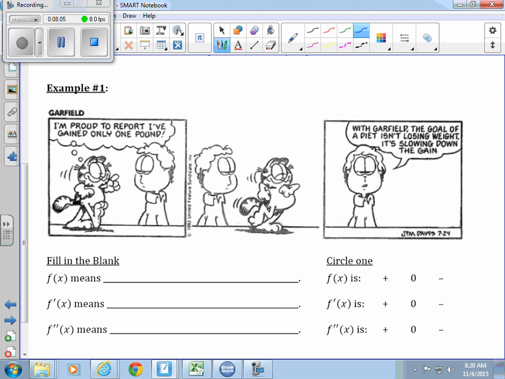What is f of x in this situation? What's the quantity that we have here? His weight. Questions about how we would pick that quantity out? There's not really a problem here, right? It's just picking out f prime, f double prime. Is Garfield's weight positive, 0, or negative? Positive. Not because he's gaining. It's just he weighs something, right?